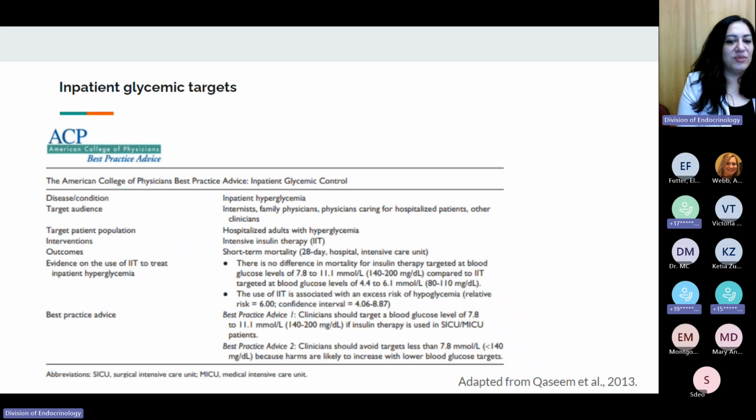Should we keep their glucose levels between 140 to 200, or should we aim for 80 to 110? And what does that mean? Are they going to have improved outcomes with tighter glycemic control?